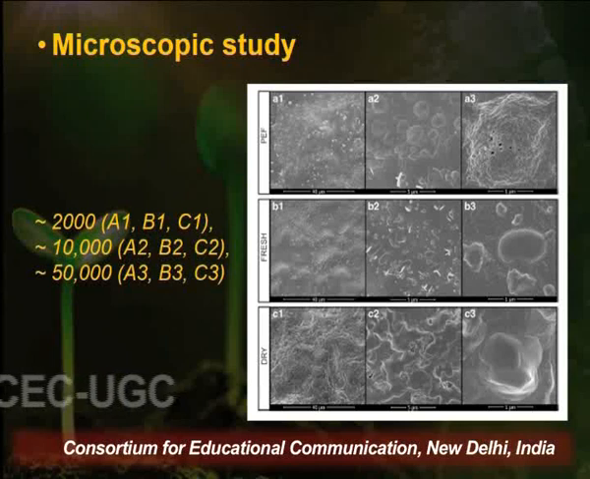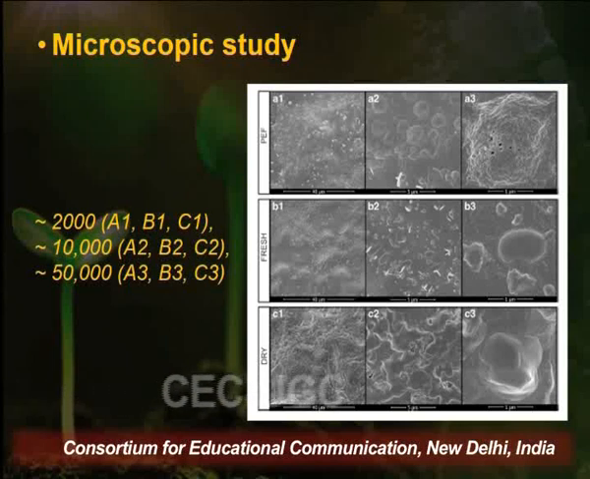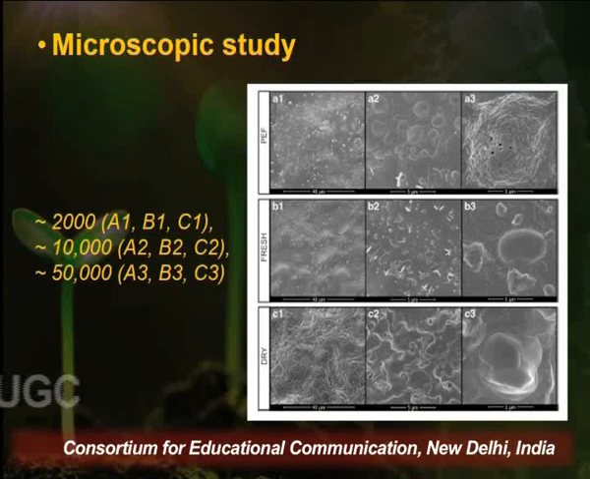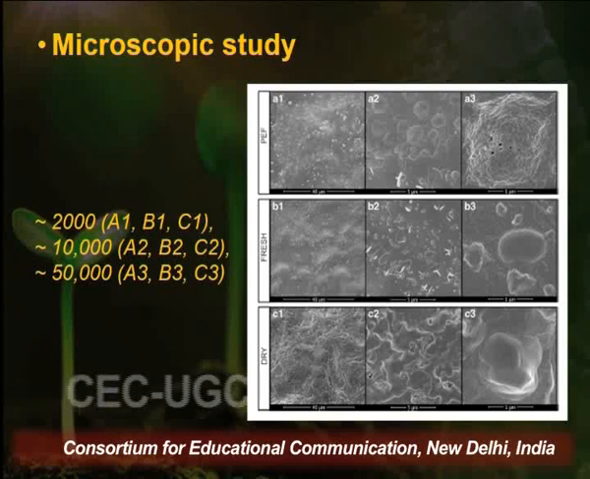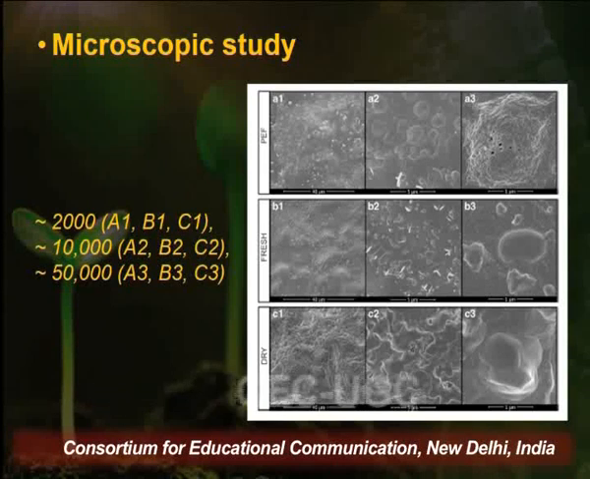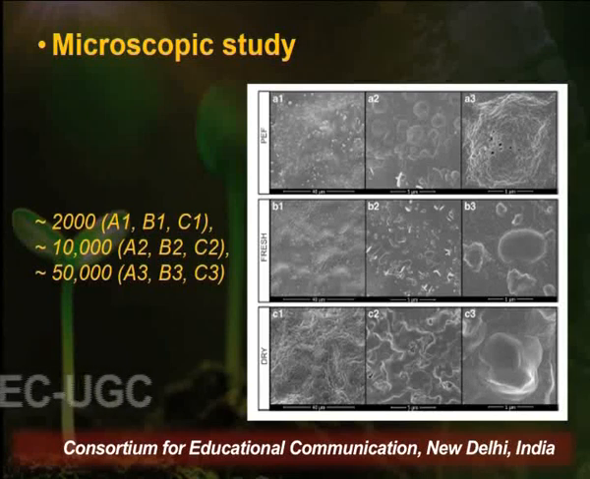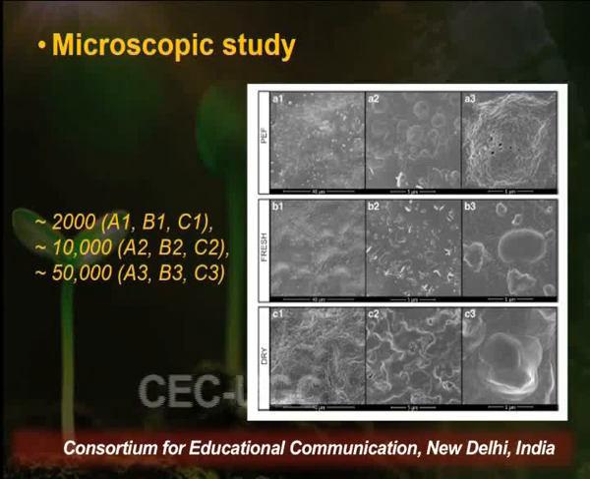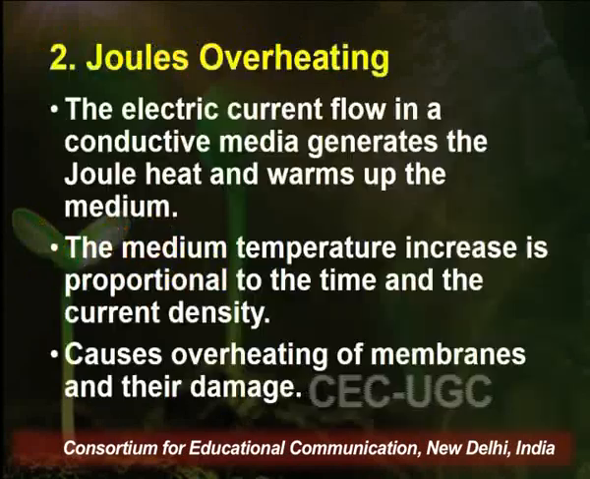Whereas in the case of a dried sample, you can see a slight change in the surface characters of the sample, but the tissues or the cells are almost intact, with only a slight change in their morphology. So this is another way by which you can clearly see whether the cell has been completely damaged by the current or not.